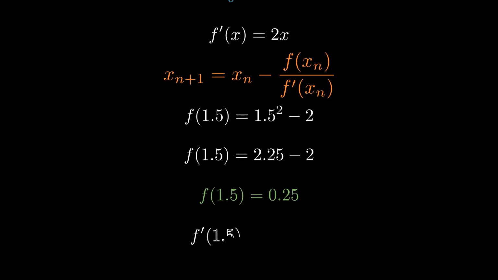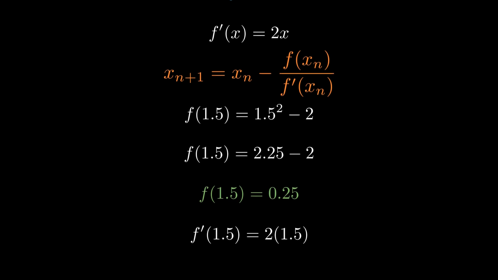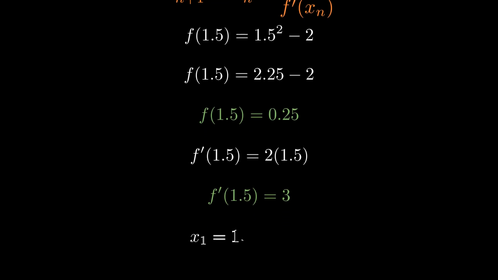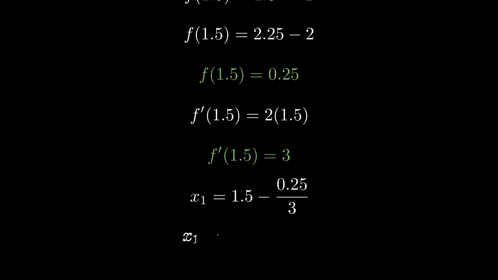Now substitute 1.5 into the derivative. 2 multiplied by 1.5 gives 3. Substitute everything into the Newton-Raphson formula. 0.25 divided by 3 gives approximately 0.0833.